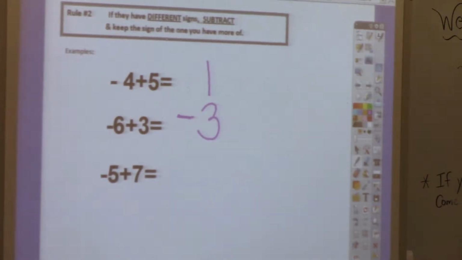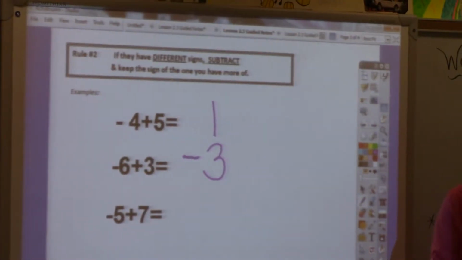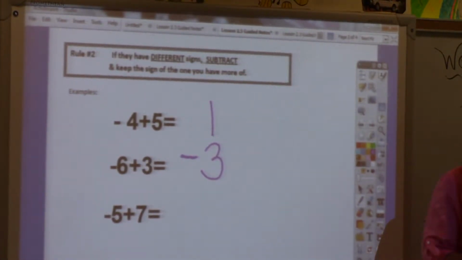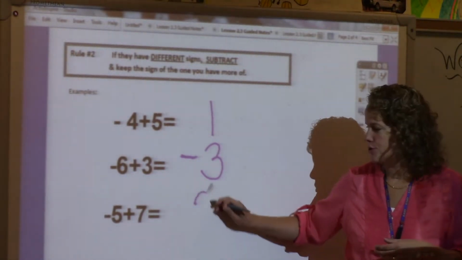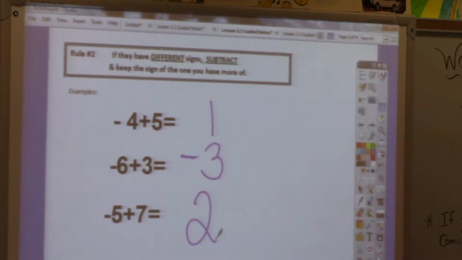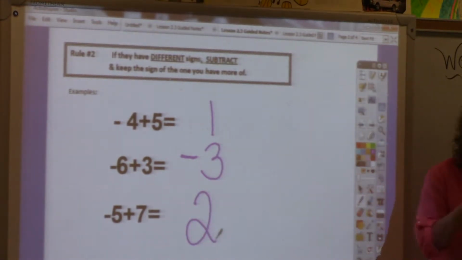Excellent. And the next example in this section, -5 plus 7. One is positive, one is negative, so we're going to add or subtract? Subtract them. 7 minus 5 is 2. Should it be positive or negative? Positive. Excellent. Why is it positive? Because there's more positives than there's negatives. Excellent. We have more positives than negatives, so this one should be positive.